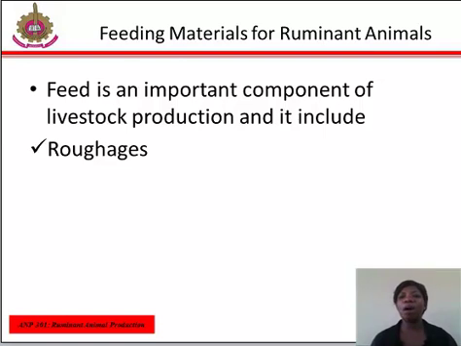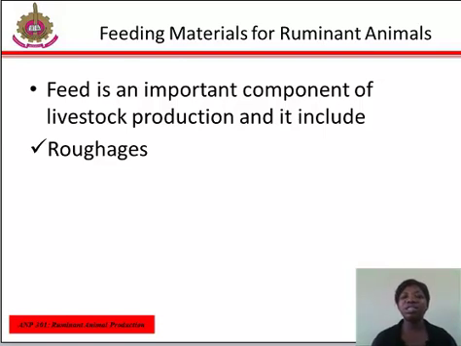Hay is made by cutting the grass or legume while fresh and is sun-dried or cured. Succulent roughages are grasses or legumes or browse plants containing about 60% moisture. They can be cut and fed or grazed by the animals. Examples of grasses used as pasture are Guinea grass, that is Panicum maximum, gamba grass, elephant grass, and star grass.